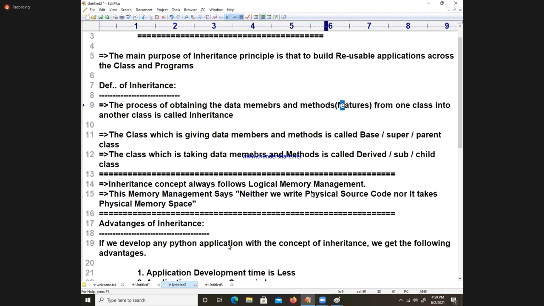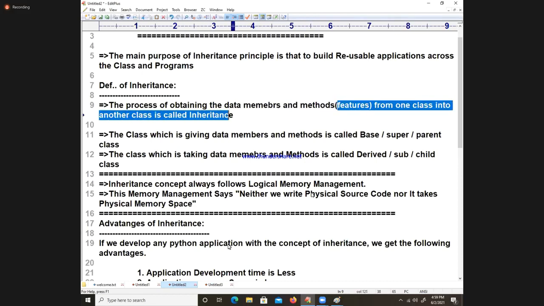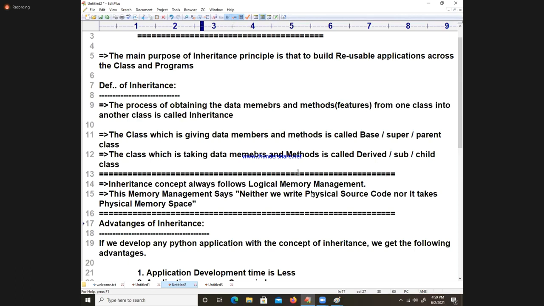Features of what class? Nothing but features of one class. Features means what? Data members and methods. From one class into another class is called what? Inheritance. So I will regularly use the word features. Properties is a different thing. Properties are nothing but data members.